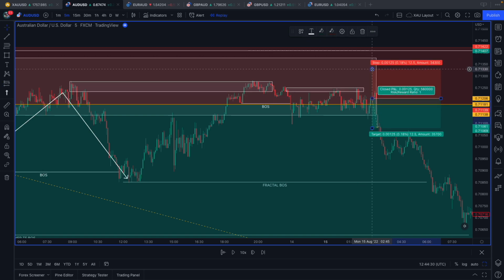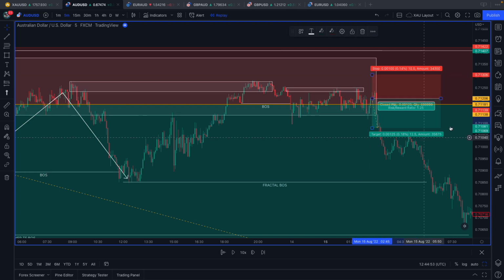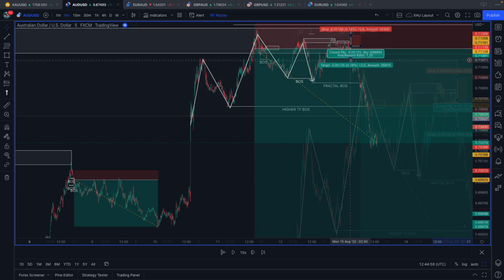We would then place our stop loss just above the structural highs that have been created previously, just to play it safe. I usually place my stop loss a few pips above the previous structural highs that were created, just to be safe. So we could have a stop loss of say 10 pips. Zoom out. We then get our take profit.